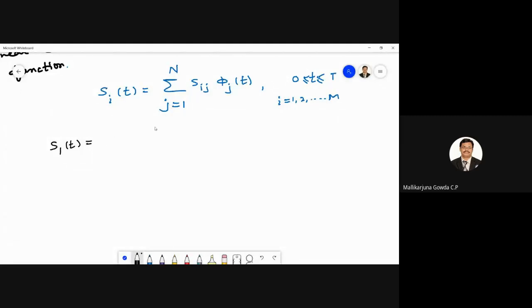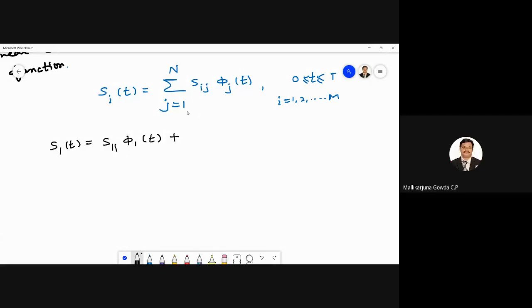As a first step, I need to expand the summation. The value of i is 1, and the value of j can vary from 1 to n. So the first term is: i is 1, and I am substituting j also as 1, then phi 1 of t. This is the first term I am expecting. You just have to substitute the value of j from 1 to n, keeping the value of i as 1. Hope you understood? Yes, sir.